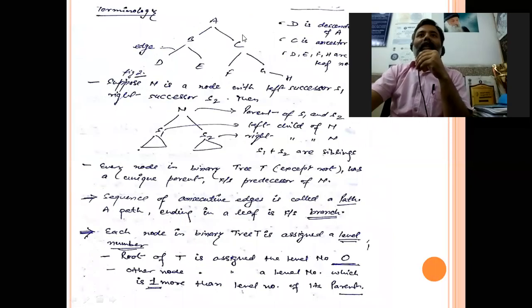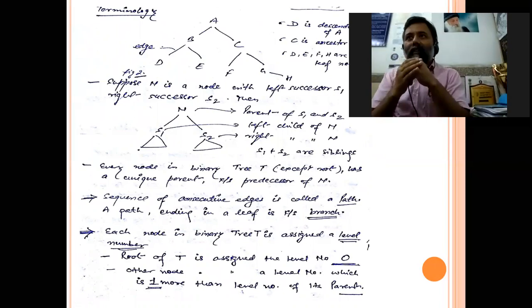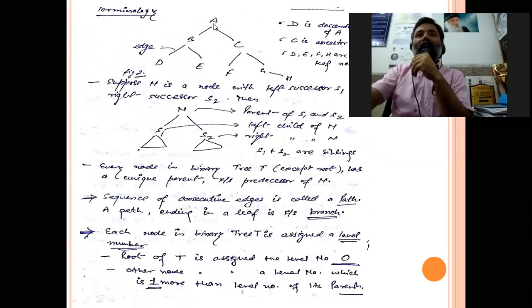Another point: in this figure, we say D is a descendant of A. Successor is a direct relation, but just like we have the relation between grandfather and grandchild, the same relation we have here. A has child B, B has child D. So we will say D is a descendant of A. Similarly, A is an ancestor of D. Here C is an ancestor of H and H is a descendant of C. So this is another term, descendant and ancestor.